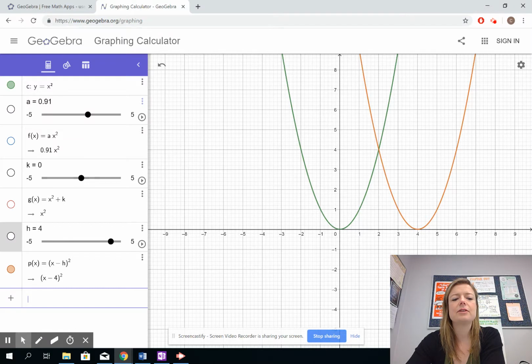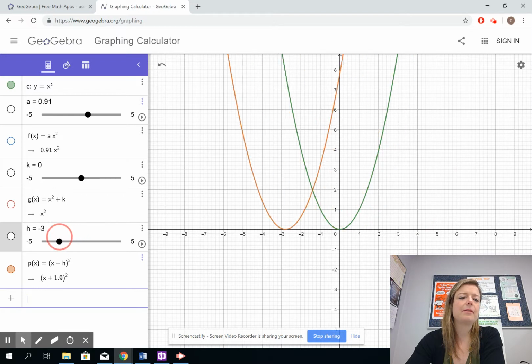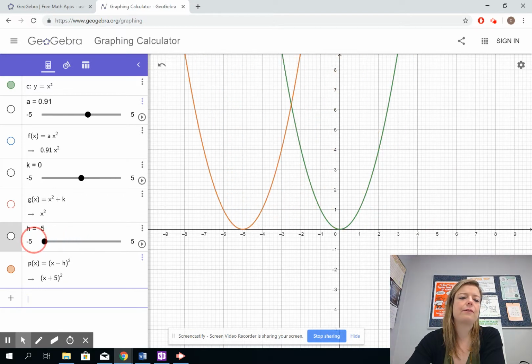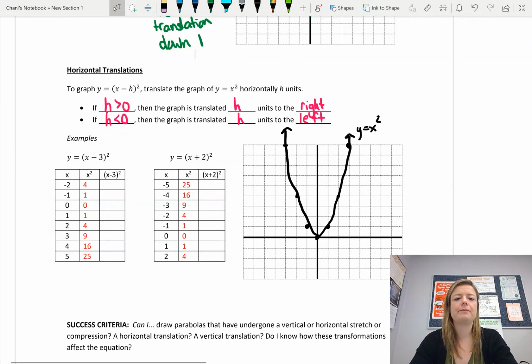So in this case, h is 4 because it's of the form x minus h. So if it's 4, then it's x minus 4. Everything just moves 4 to the right. If you have negative numbers, like negative 5, let's say, then that actually gives you x plus 5 because it's x minus negative 5, which is x plus 5, and that shifts the whole parabola to the left. Again, this doesn't change the shape, just the location.